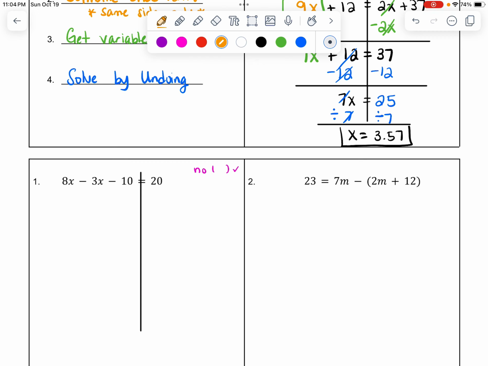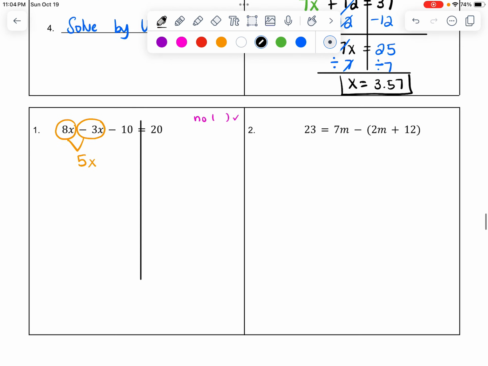So I'm going to focus on the left side first. On the left side of the equals, I can see that there are 2 terms here that are like terms. 8x minus 3x would be 5x. And then I'm going to copy down the minus 10 and the 20. Now I just need to get the x by itself. There are no variables that I need to get together, so I'm going to jump straight to undoing.